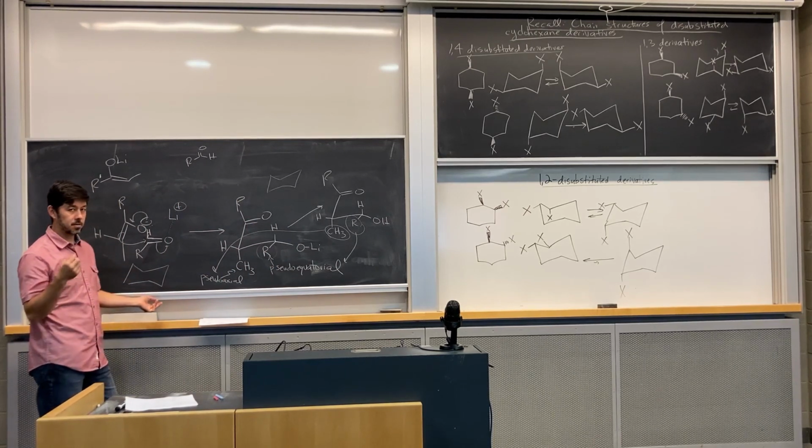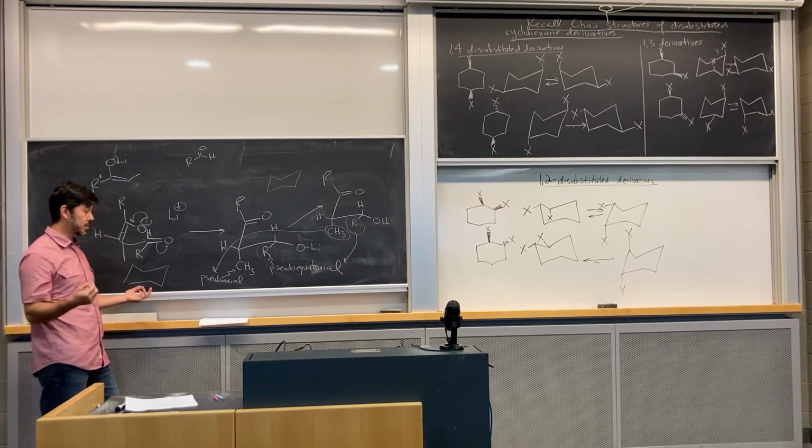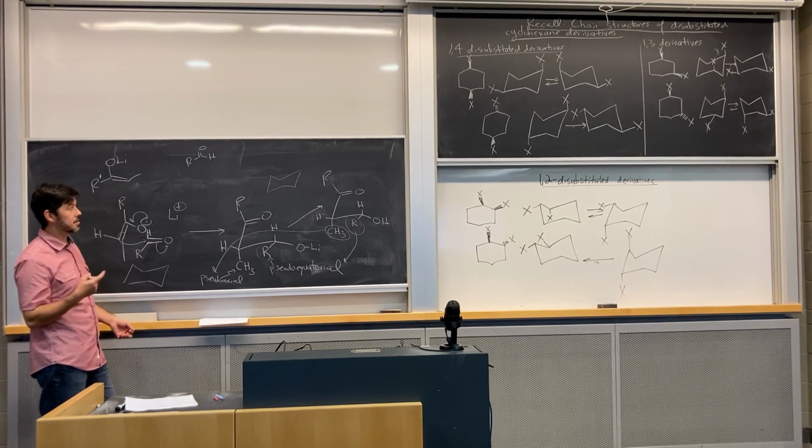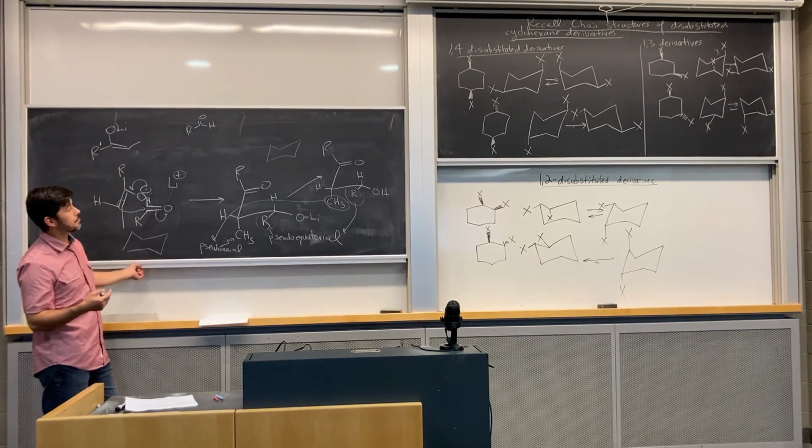Now, how do we go from a structure that looks like this, where we've labeled them pseudo-equatorial, pseudo-axial, to the Syn Aldol product, which we know happens with Cis Enolates? So let's take a closer look.